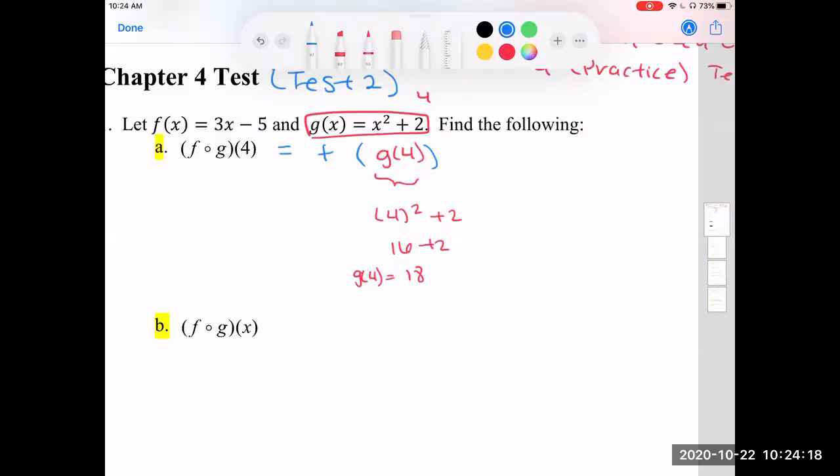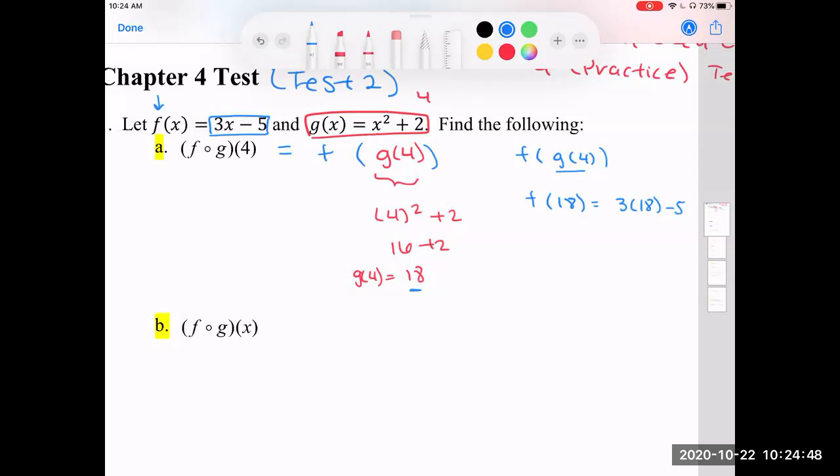Now we can go ahead and, in our function, we have f of g of 4. Instead of g of 4, we can plug in what it's equal to, which is 18. So we can find f of 18. Now this is our function f. Each function has a name. And this just means we're going to plug in an 18 for our function. So that we have 3 times 18 minus 5.